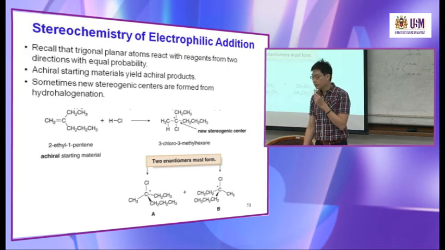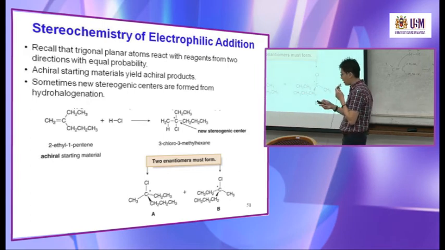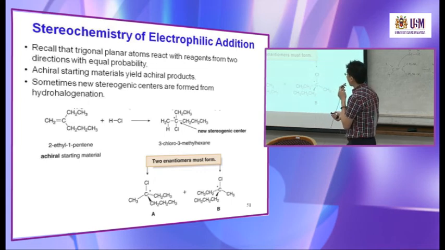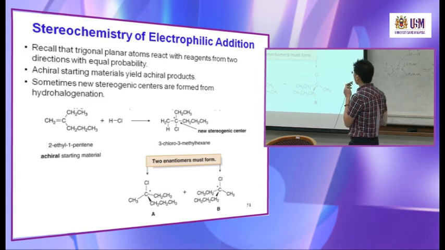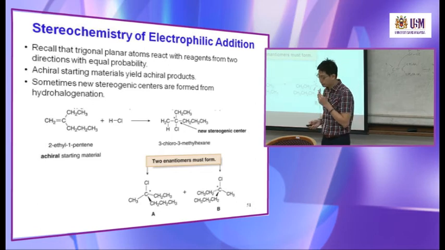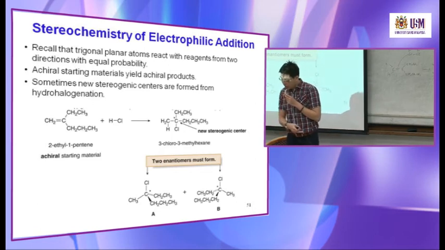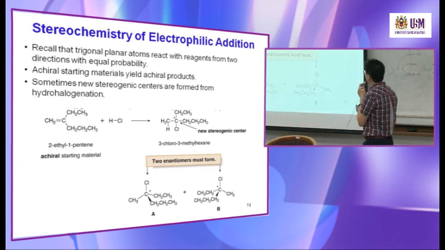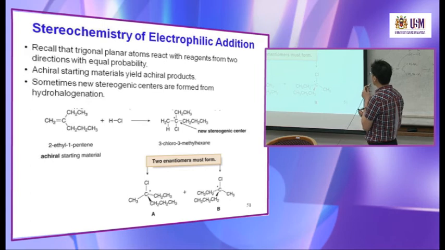Okay, so this is the stereochemistry for the addition. If you have a chiral starting material, you will yield a chiral product. This is a chiral product because these are a racemic mixture. Sometimes new stereogenic centers are formed from halogenation. This is a new stereogenic center attached to four different groups.